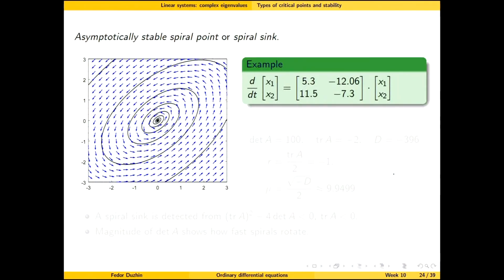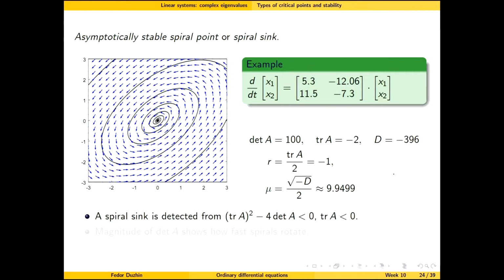Then spiral sink is exactly the opposite picture, when spirals tend to converge towards the origin, right? So it happens when the determinant of the matrix is still positive. Of course, negative determinant is only possible when the critical point is a saddle point, right? So all other cases are when the determinant is positive. Now the trace is negative, and the discriminant is again negative because we need complex eigenvalues.